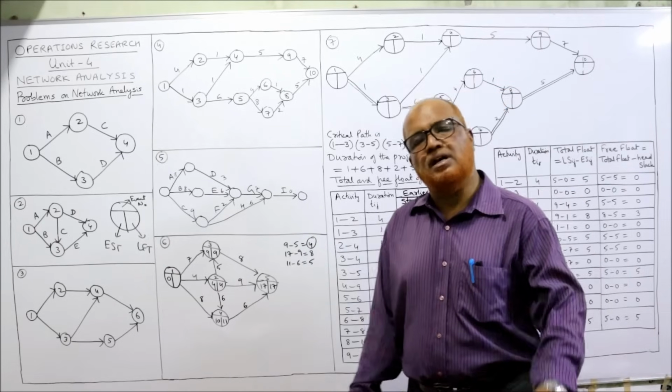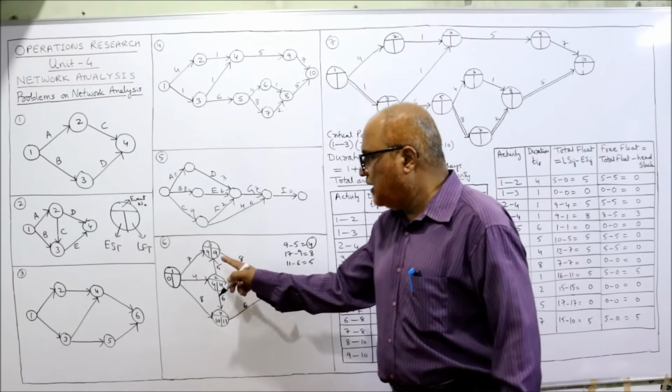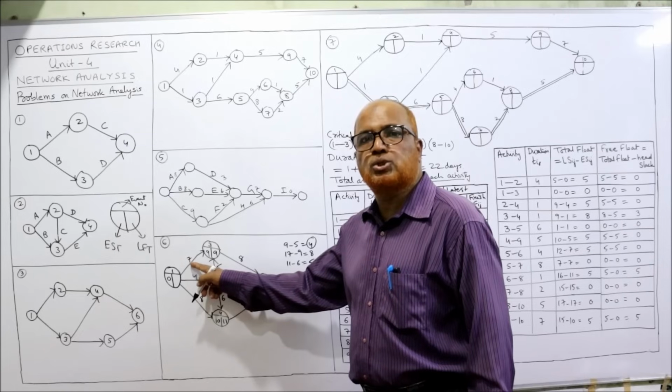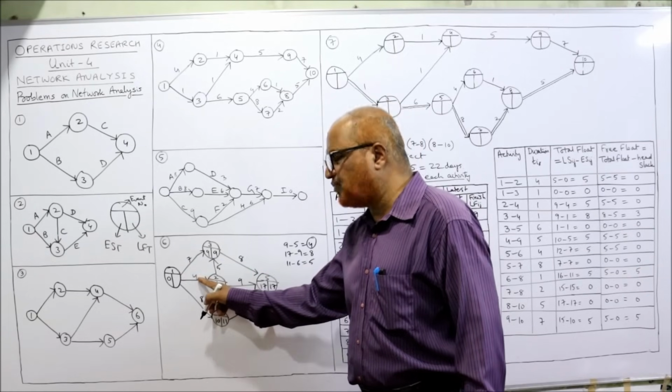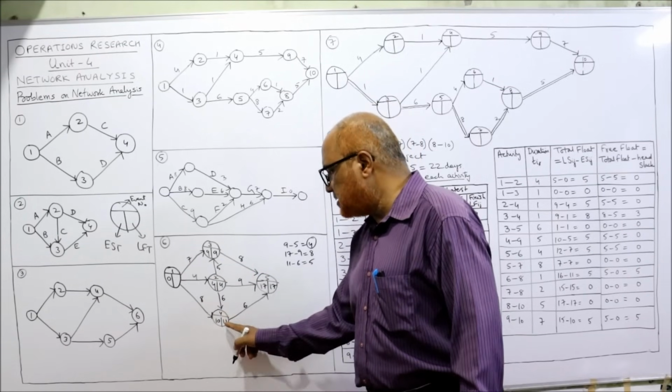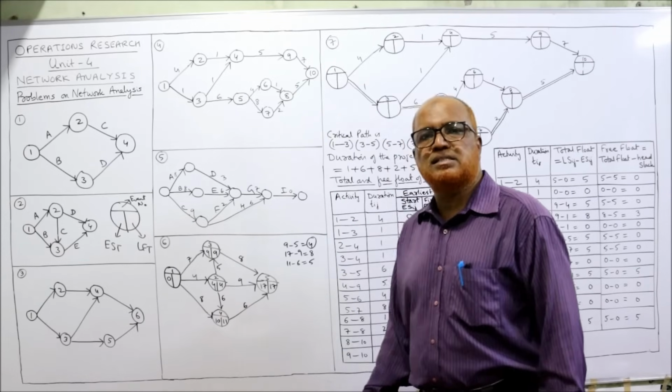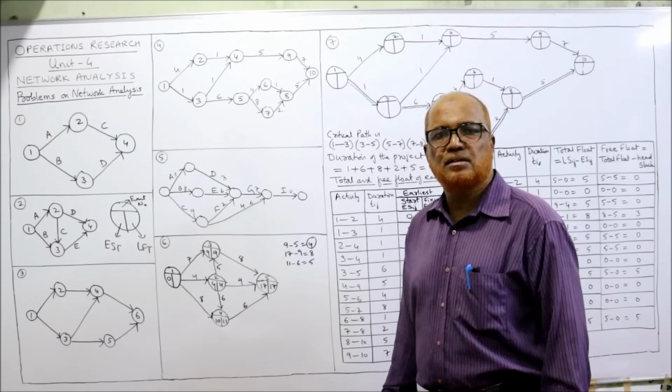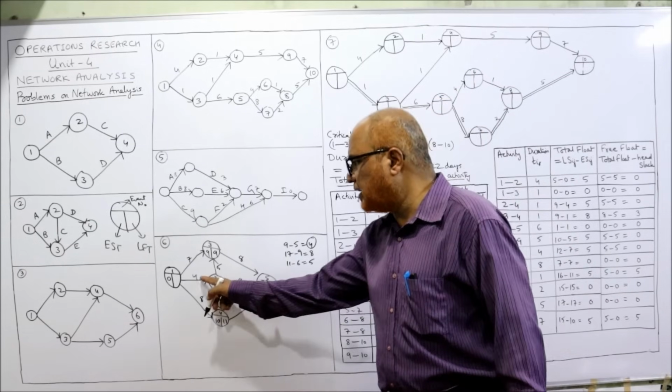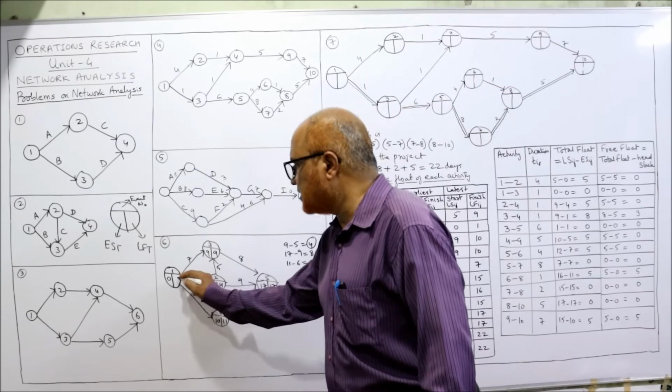3 arrows are bursting. Again, we take the minimum. Here, 9 minus 7 is 2, 4 minus 4 is 0, and 11 minus 8 is 3. Whichever is least, 0 is least. 4 minus 4 is 0. So here I will take 0.